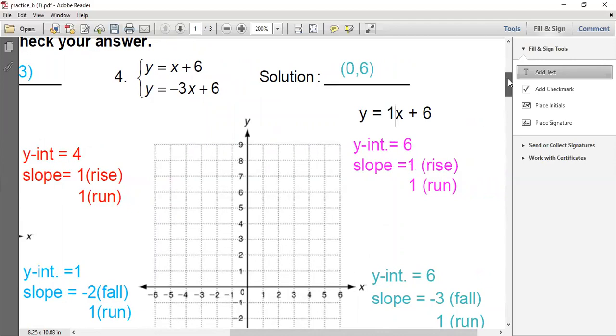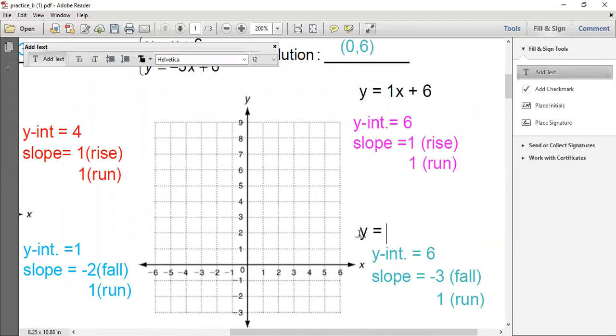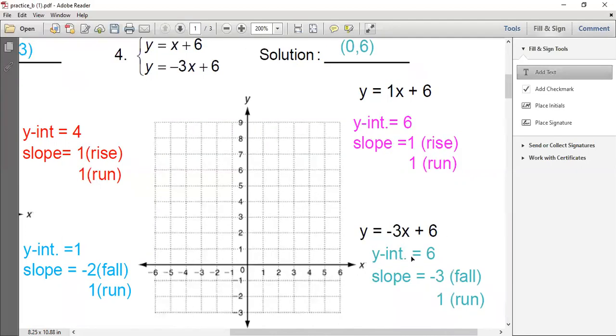Okay, so this intercept is for y is equal to negative 3x plus 6. This is for this equation. Now why are we saying this is negative here? First, for the y-intercept, it's 6 because y is equal to mx plus b. Now what is 6? 6 is the y-intercept.